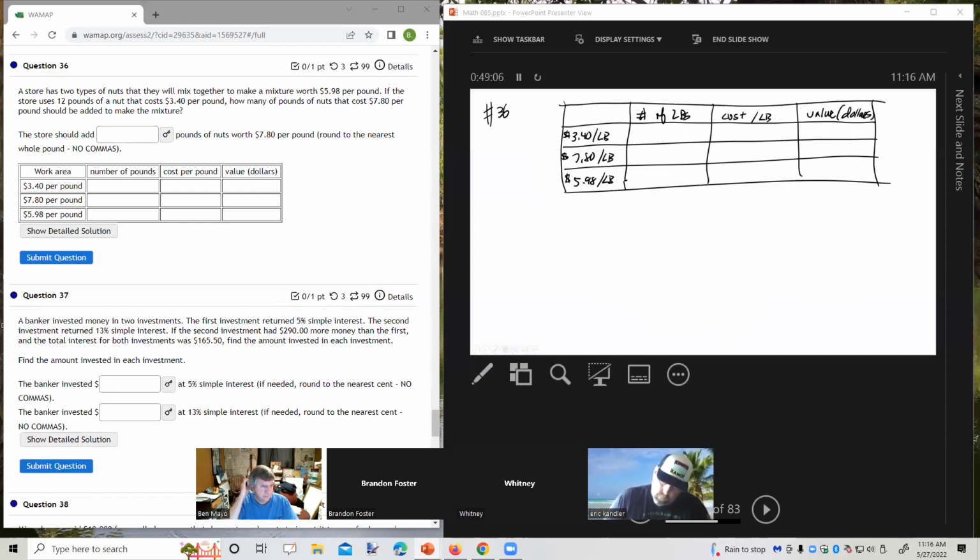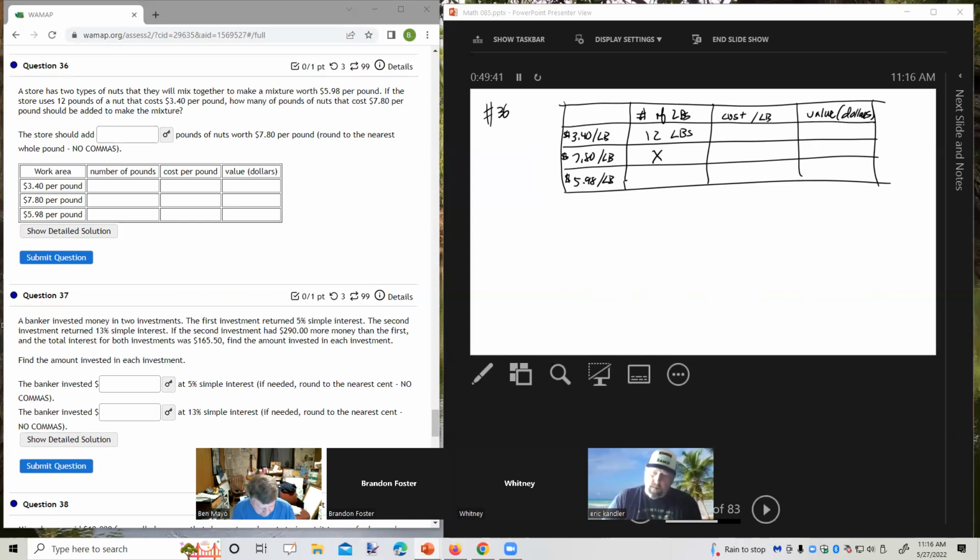dollars. Okay. A store has two types of nuts that they will mix together to make a mixture worth $5.98 a pound. If the store uses 12 pounds of a nut that costs $3.40 per pound, so this is 12 pounds. Okay, they use 12 pounds, it says right there, of a nut that's $3.40 per pound. How many pounds of the nuts that cost $7.80? So this is our unknown. That should make a mixture.